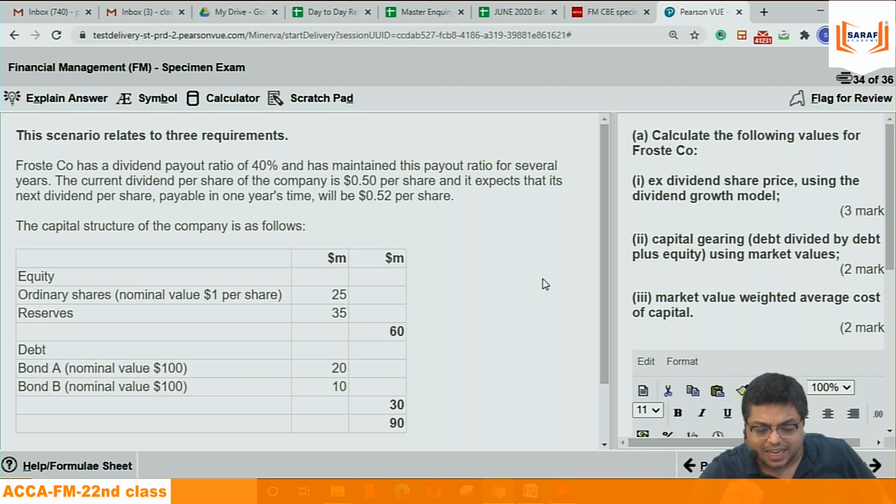So debt divided by debt plus equity is what they are asking in Roman 2. So if your Roman 1 is wrong, your Roman 2 will also be wrong, because they have not given you the share price and you are calculating it in Roman 1. If that share price is wrong, Roman 2 will also be wrong.